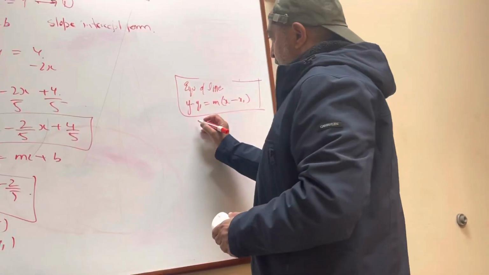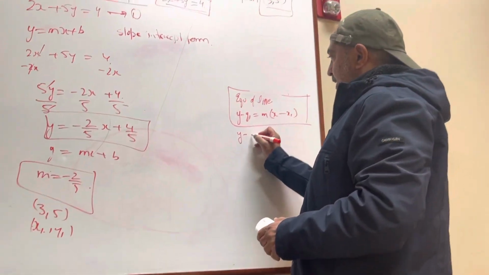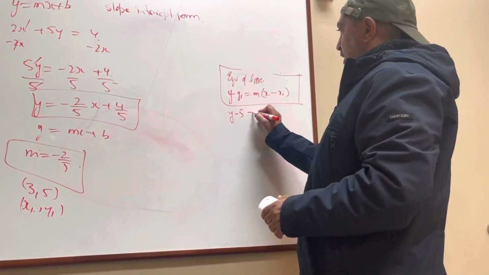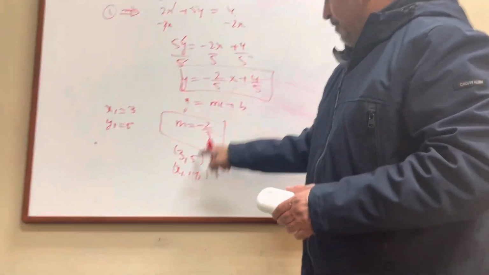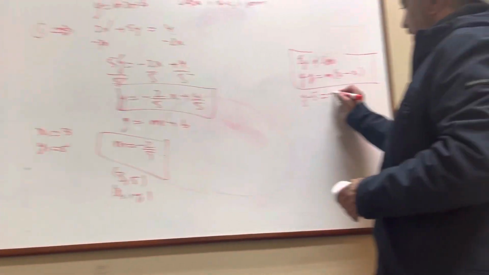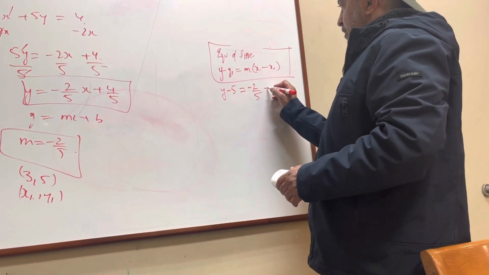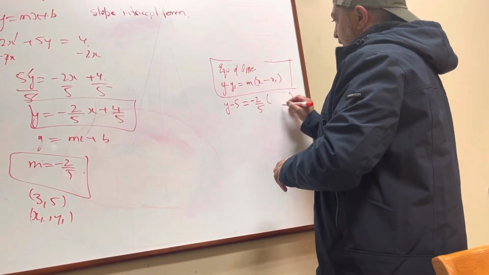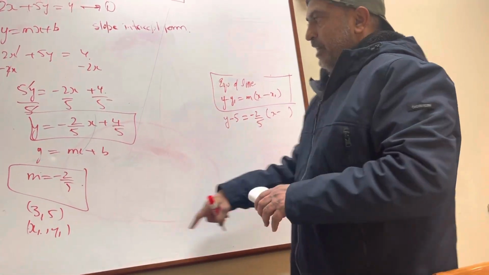So y minus y1, what is the value of y1? 5, is equal to m. What is the value of m? Minus 2 upon 5, then you will make a bracket, (x minus x1). The value of x1 is 3.